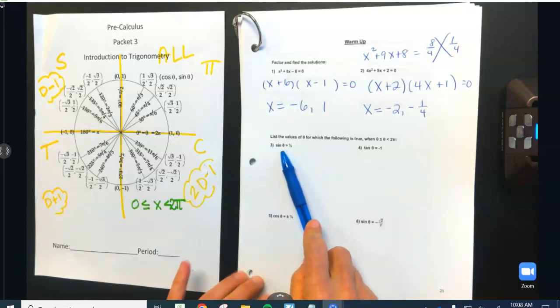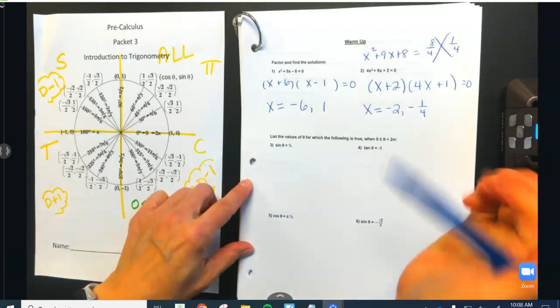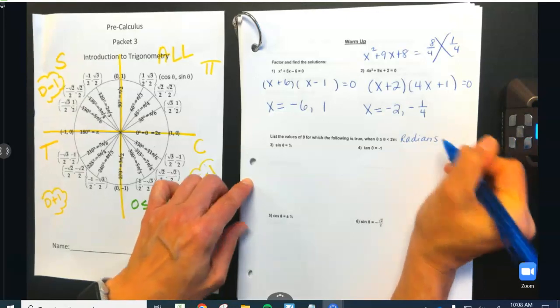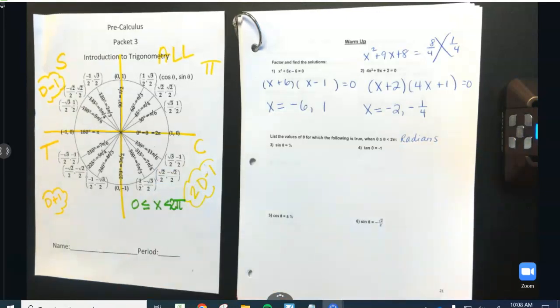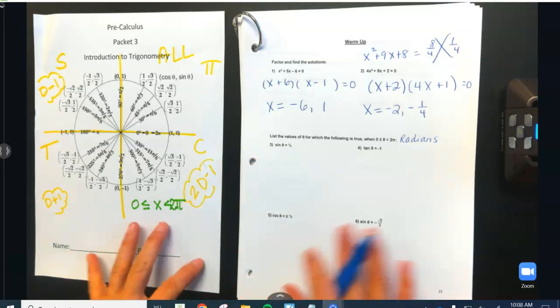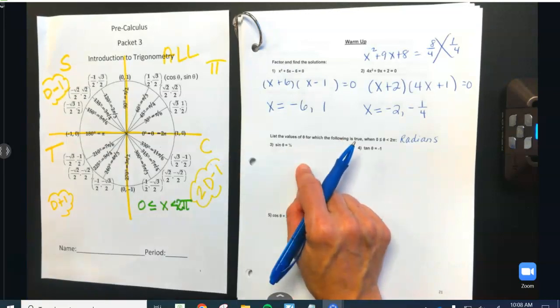We are just going to list the radians where these happen. Our answers are always going to be in radians. And sometimes you might have more than one answer, which will happen a lot. On number 3, there's absolutely more than one answer because sine occurs at positive 1/2 in 2 places.